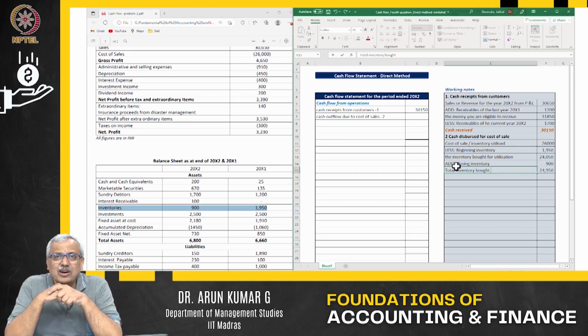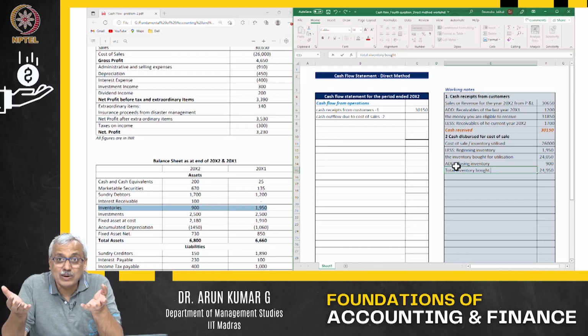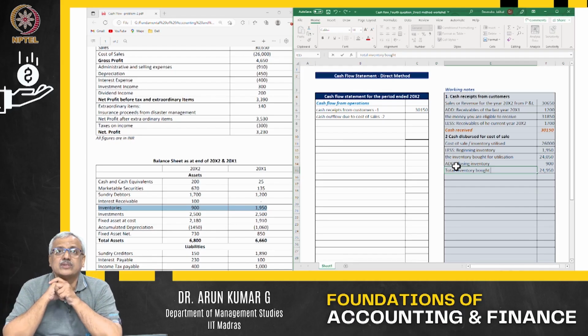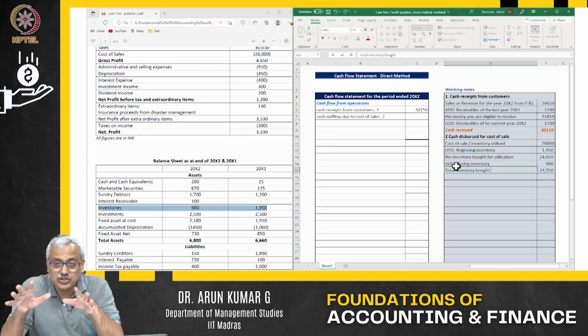If that is the inventory I have purchased, then I have to pay 24,950. Am I with you on this? Let me repeat: what is the cost of sale? The cost of sale, or inventory utilization, is 26,000. Have I bought the inventory that I have paid for? Because I only bought the inventory that I have utilized. If I have bought the inventory that I have utilized, then I have to pay for it. So, how much have I bought is what I want to know first. Have I bought this entire 26,000 worth of inventory?